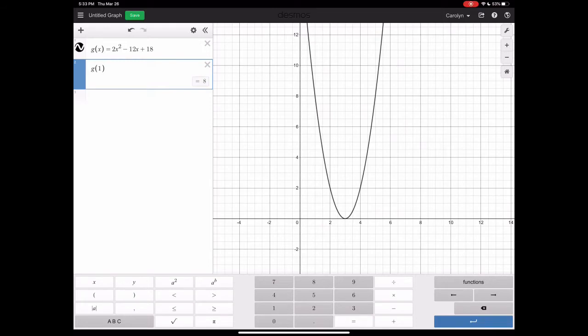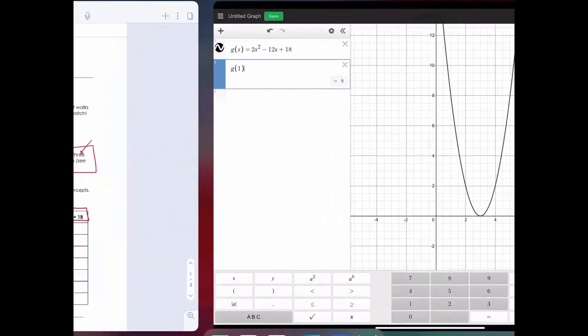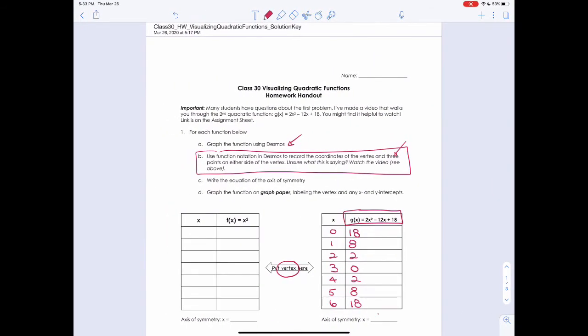Thinking about the axis of symmetry, I'm looking for the vertical line that I can fold that parabola on, and that was x is equal to 3. All right, and that was the graph for the axis of symmetry.